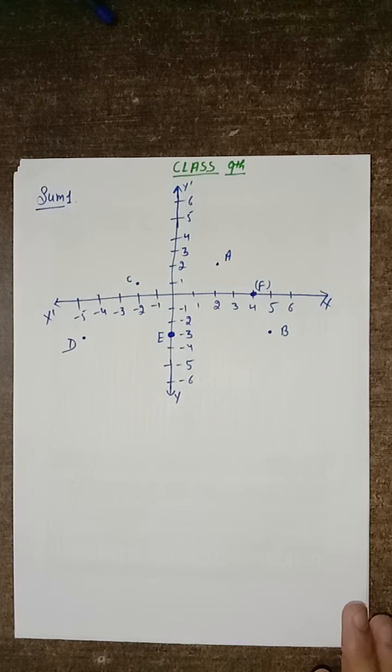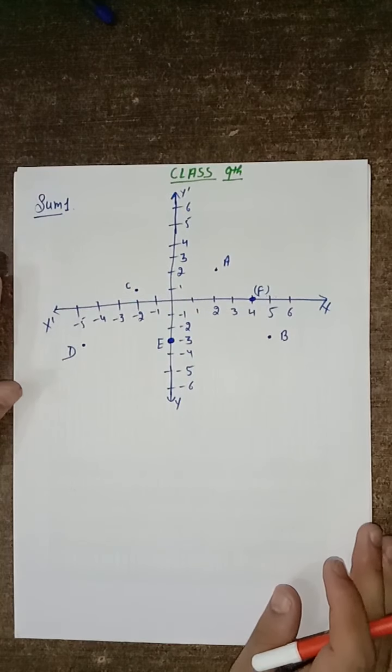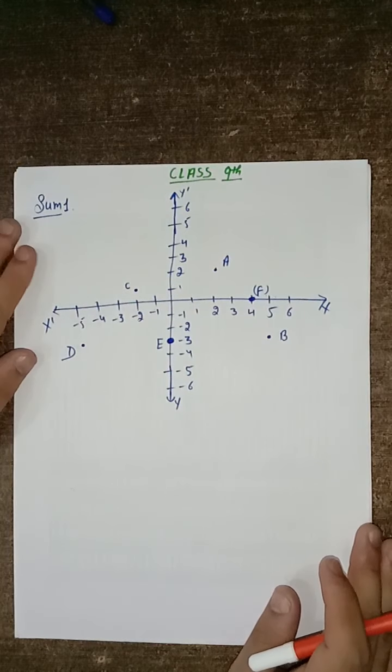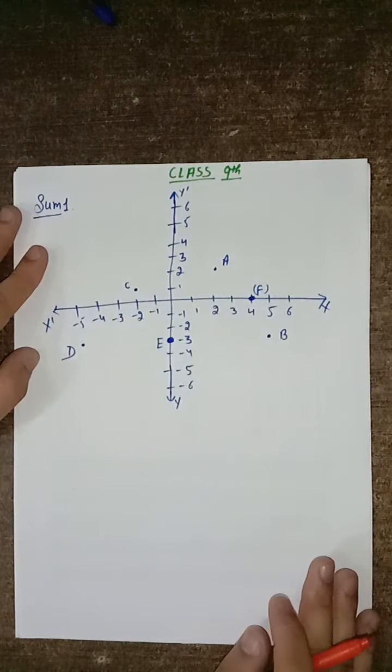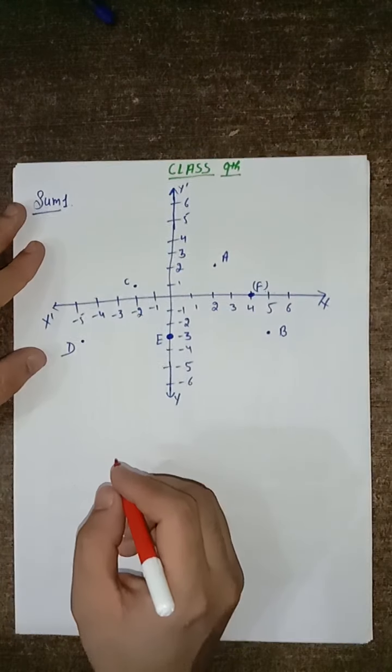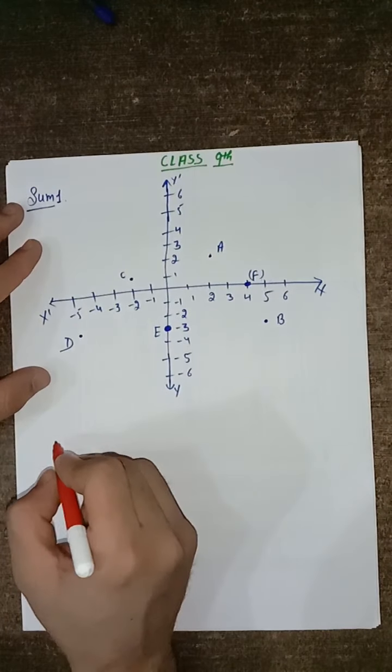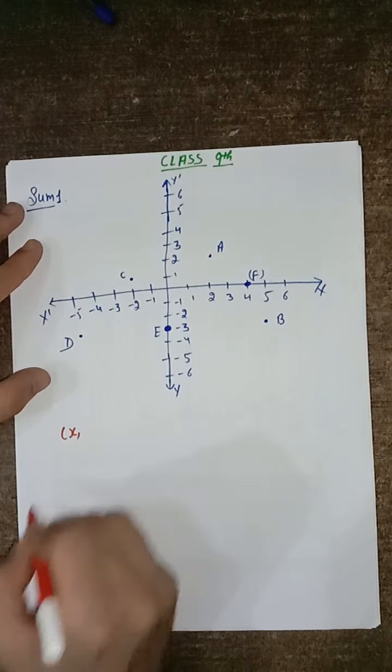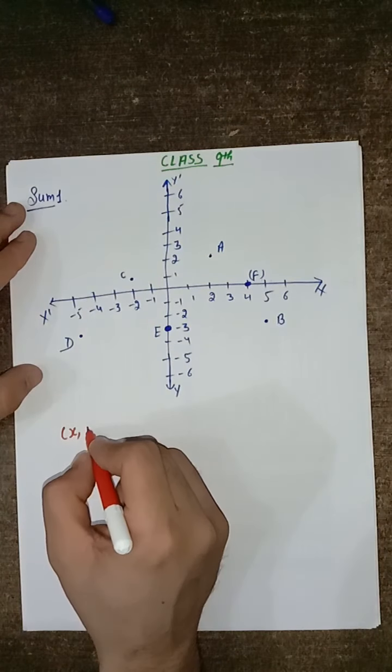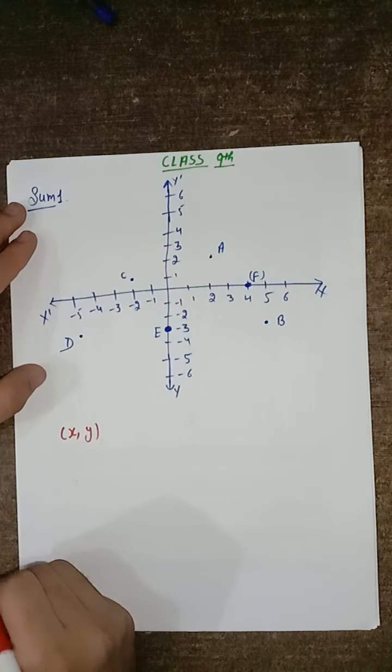Student, in last class, we have discussed basic terms and definitions based on coordinate geometry. And today we will do some questions based on coordinate geometry. Our first sum is find the coordinate of A. Student, we have discussed that in coordinate, first we mention x coordinate and then y coordinate.